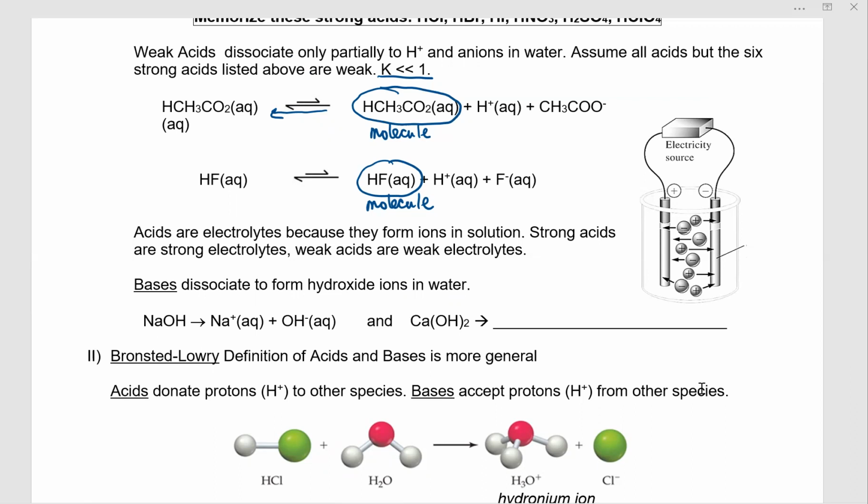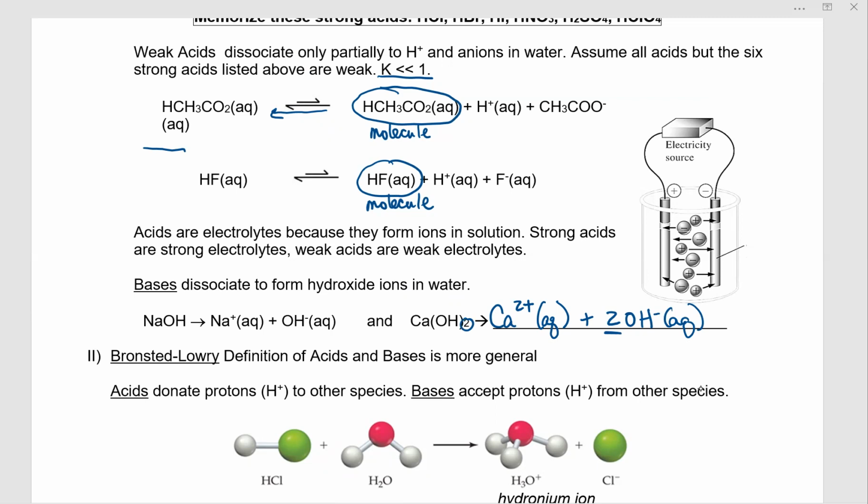Bases dissociate to form hydroxide ions in water. So I've written the example here of sodium hydroxide dissociating to form sodium ions and hydroxide ions. Calcium hydroxide would dissociate to form the calcium 2+ ion, and it would form 2 hydroxide ions. Remember that this 2 here means that you're going to have a 2 when you have the dissociation. You need to use that as a coefficient.